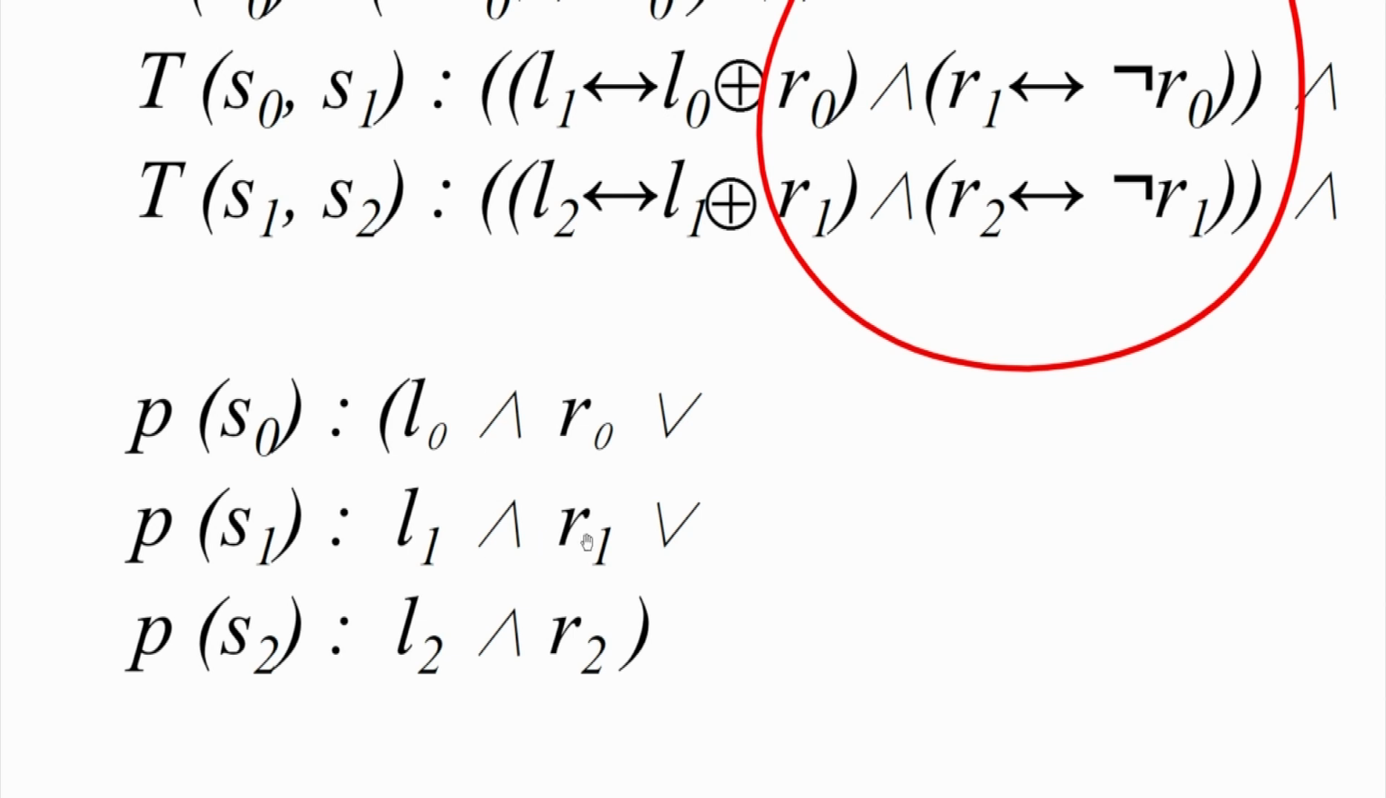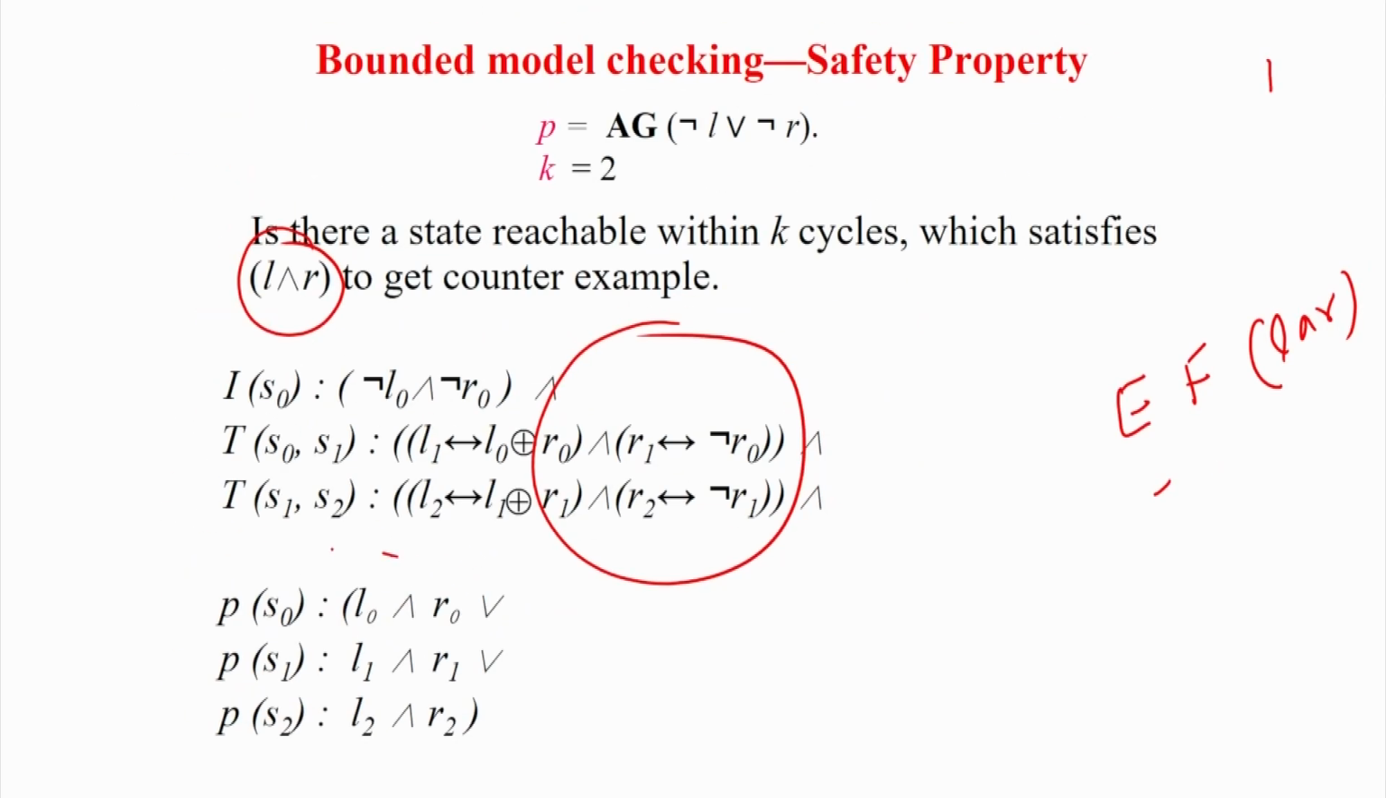L1 and R1, are they 1, 1 in state S1? This formula is capturing that. And S2 means L2 and R2, are they 1, 1 in state S2? So this one is actually going to capture whether the safety property is violated or not.